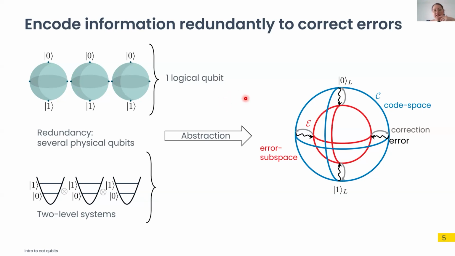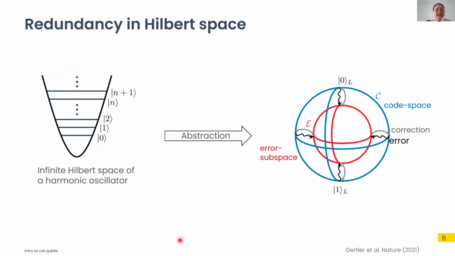However, there's another way in which we can make the Hilbert space bigger. And this is what's interesting for us. Now, instead of having several two-level systems that make the Hilbert space bigger, we take only one physical system, which is going to be a harmonic oscillator.